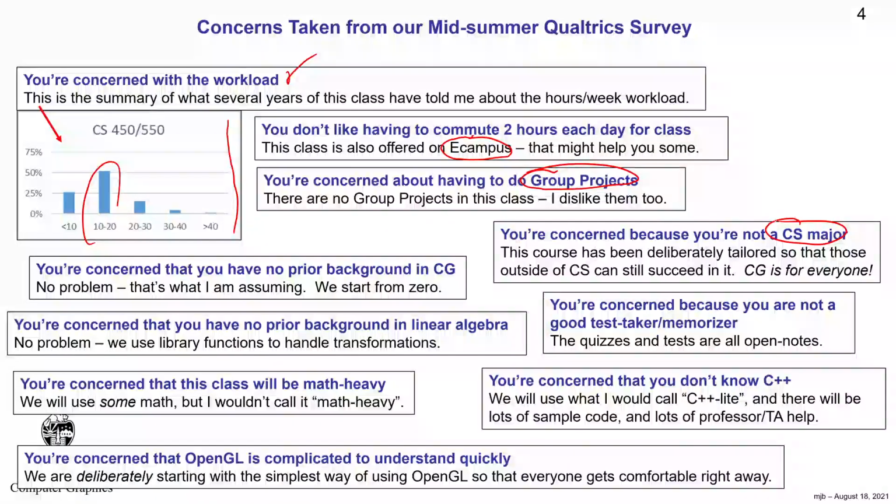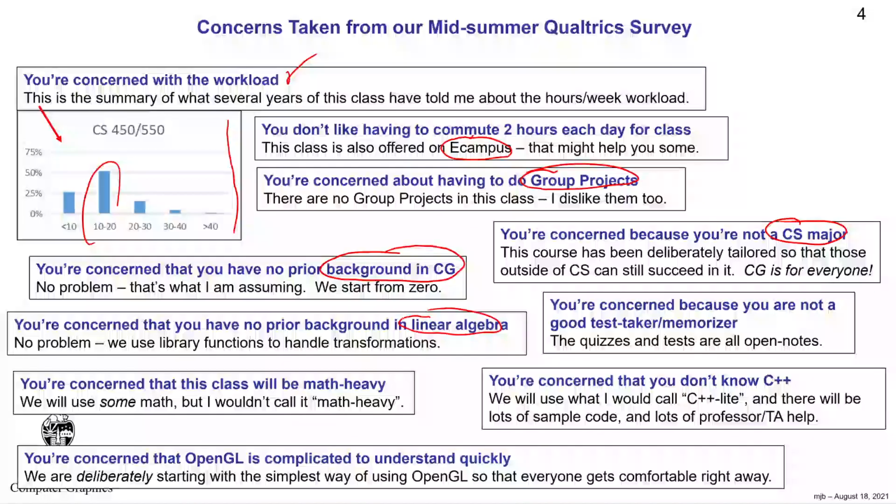All right, you're concerned you have no prior background in computer graphics. Well, thank goodness for that. I'm assuming that. I know some people have experimented on your own, you've done internships, but this class is really starting from zero. So you aren't behind. You're thinking, oh my gosh, I'm behind already. No, you're not.